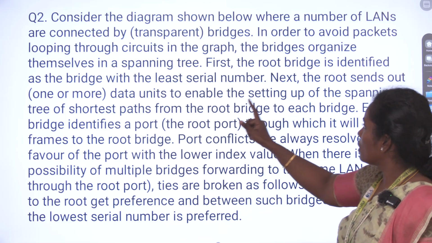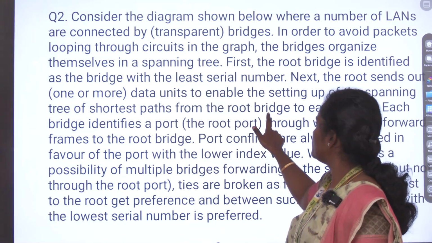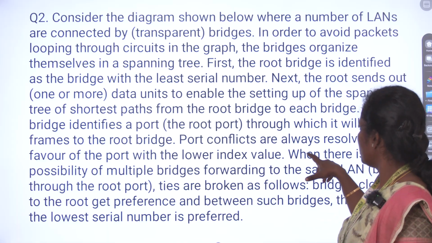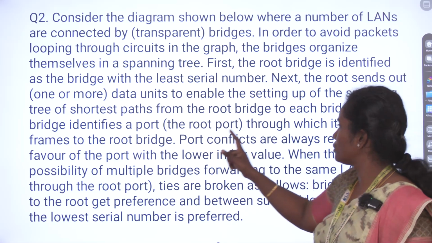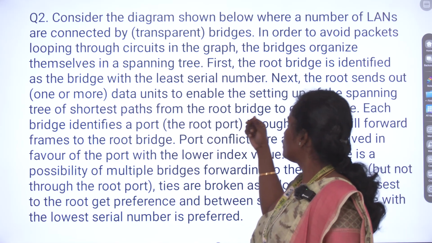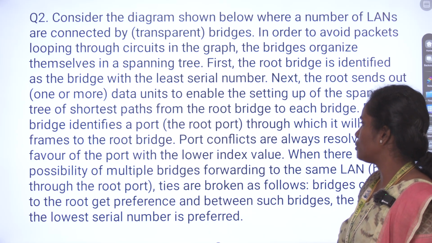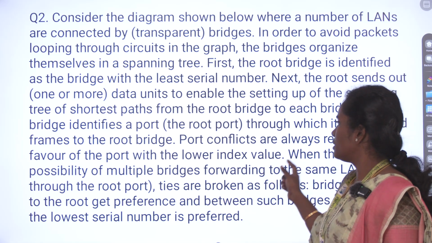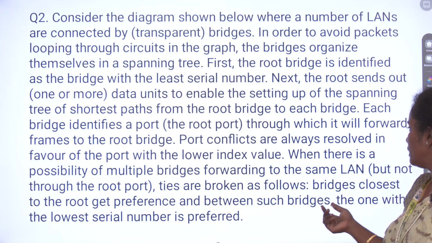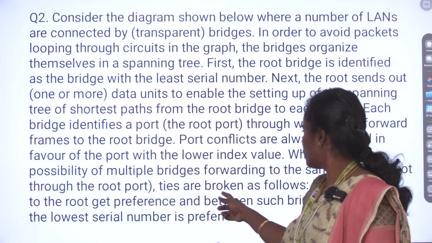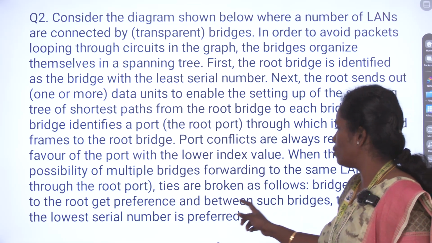Next, the root sends out one or more data units to enable the setting up of the spanning tree of shortest paths from the root bridge. Each bridge identifies the root port, through which it will forward frames to the root bridge. Port conflicts are always resolved in favor of the port with the lower index value. Ties are broken as follows: bridges closest to the root get preferred, and between such bridges, the one with the lowest serial number is preferred.